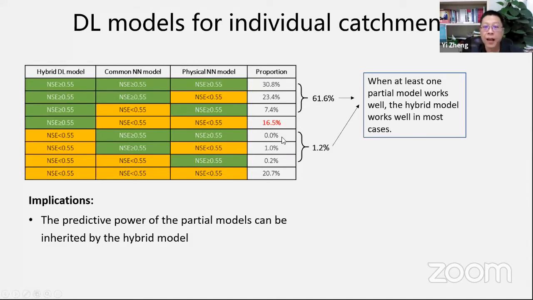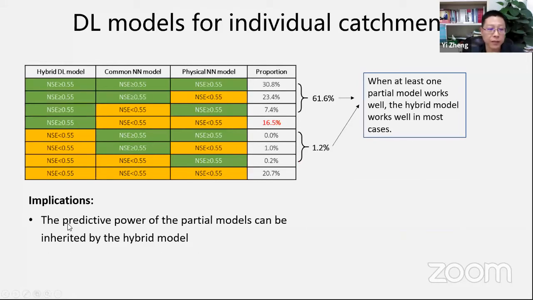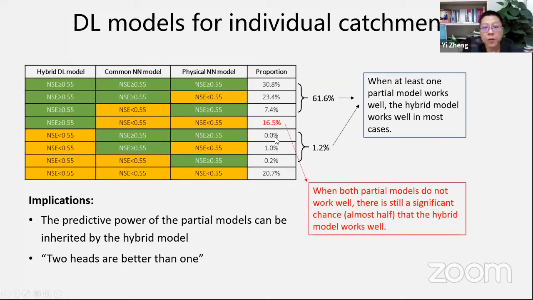More interestingly, that means the predictive power of the partial models can be inherited by the hybrid model. And when we look at this other figure, it tells you that when neither the physical part nor the data-driven part works well, we still have a large chance of having the hybrid model working very well. So it tells us that two heads are better than one.